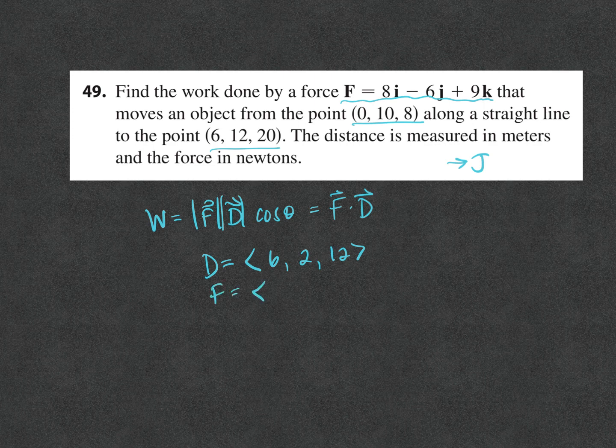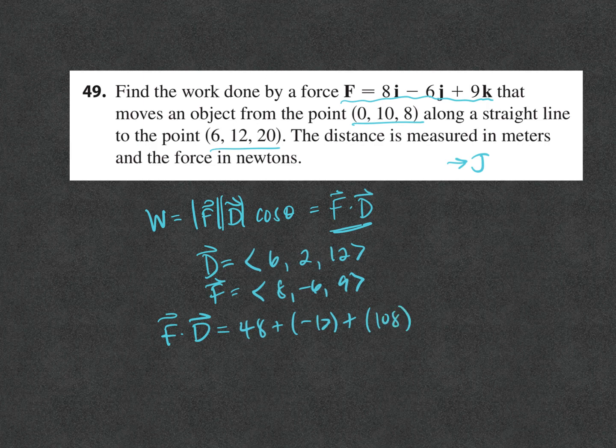And we know that F, well, it's in IJK format, but I started with vector format. So let me switch this one to 8, negative 6, 9. Now we learned that the dot product is commutative, but let's go ahead and find F dot D according to the definition of work. So 8 times 6 is 48, plus negative 6 times 12 is negative 12, plus 9 times 12 is 108. So when we add these things, we get 144 joules. That's the amount of work done.